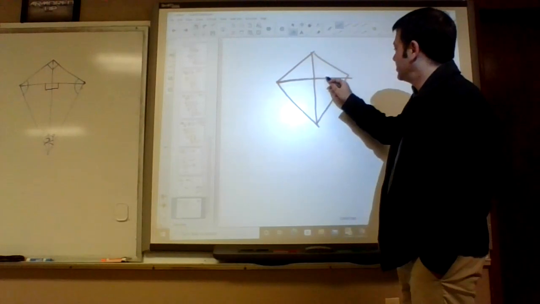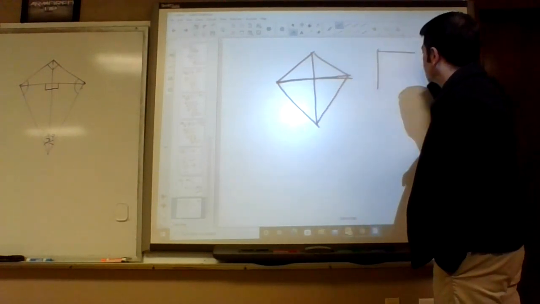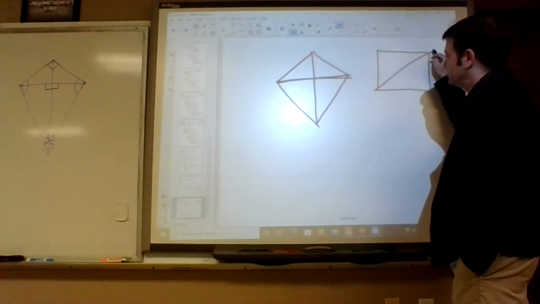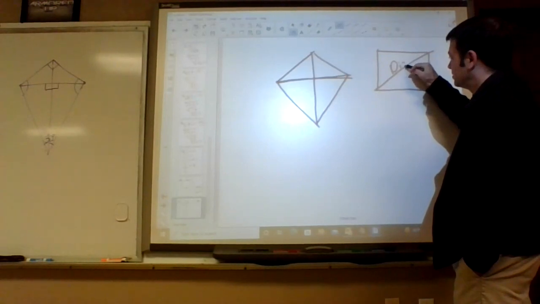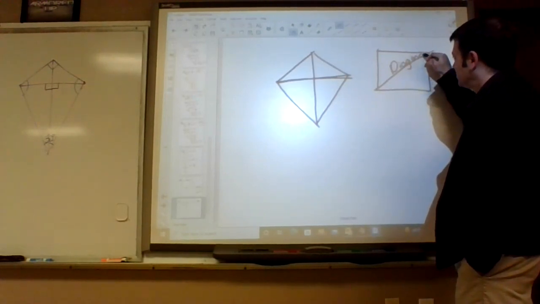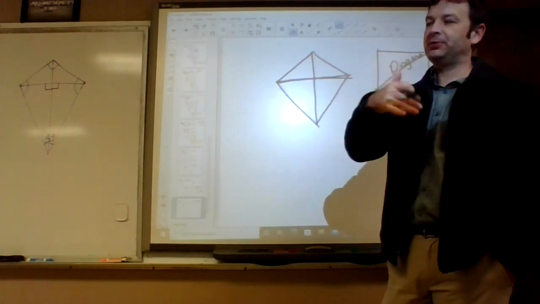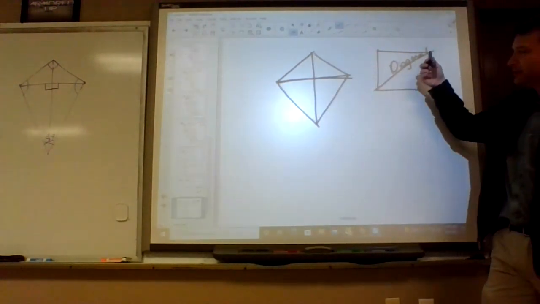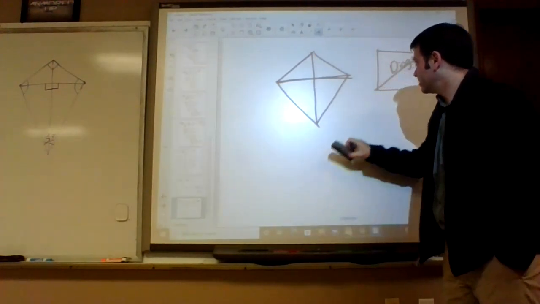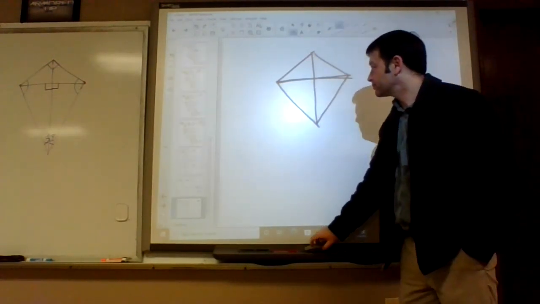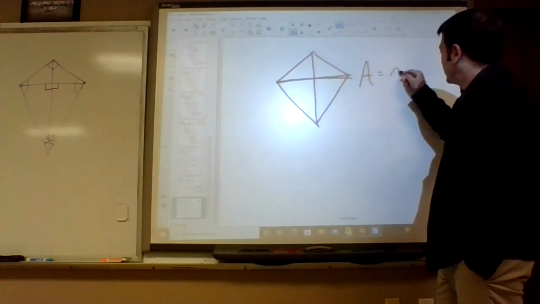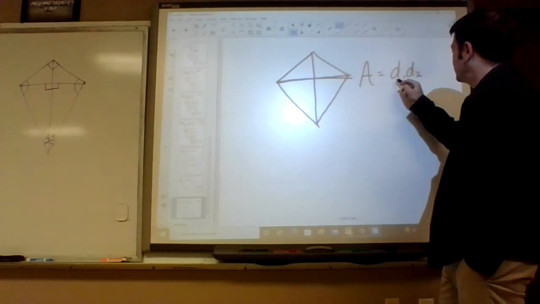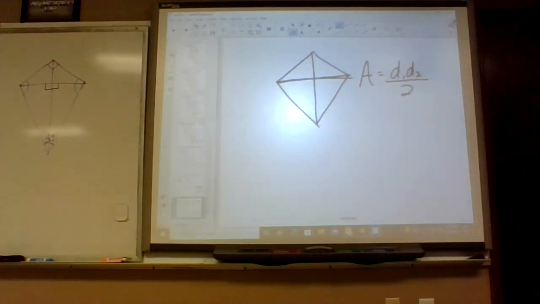What do you think these lines right here would be called? Well, what's that line called? Diagonal. When you draw a line from a vertex to another vertex, it's called a diagonal. So these are called diagonals. So anyway, it turns out, I'll call this diagonal one, diagonal two, that it works out to diagonal times diagonal divided by two for a kite.